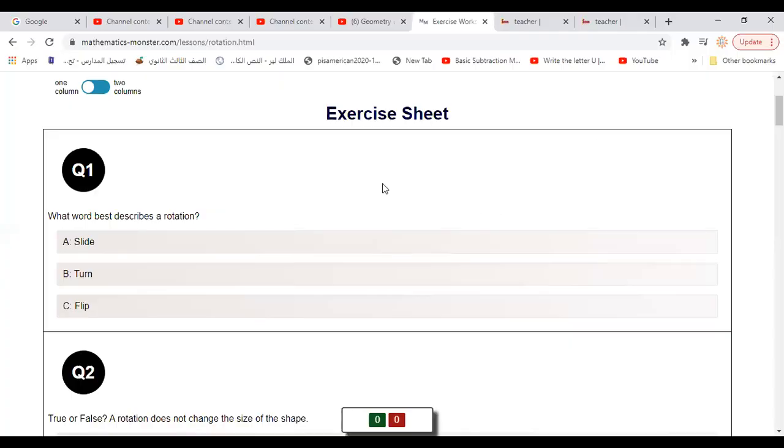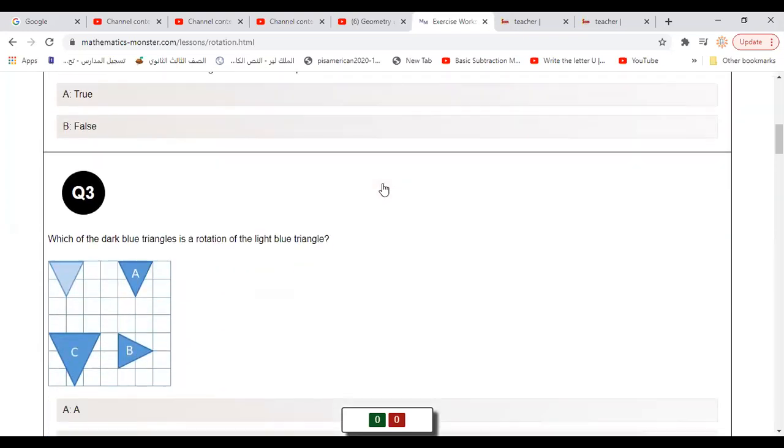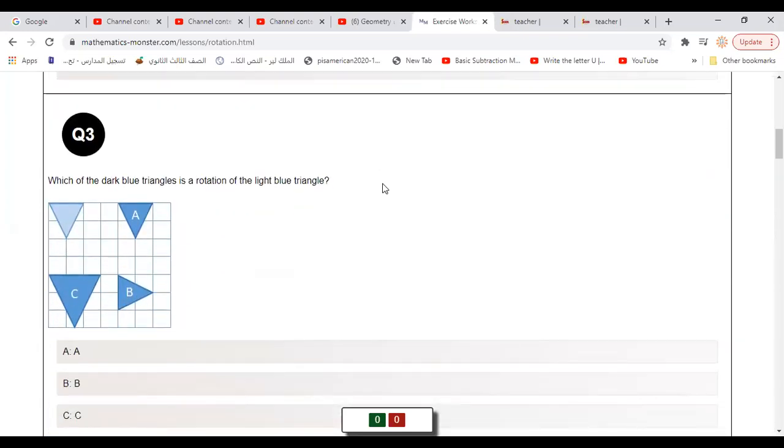Okay, first the question. What word best describes a rotation? Turn. B. Yes, turn, very good. So it will be B. Second question, true or false? A rotation doesn't change the size or the shape. True. Yes, very good. Next, which of the dark blue triangles is a rotation of the light blue triangle? B. Yes, very good.